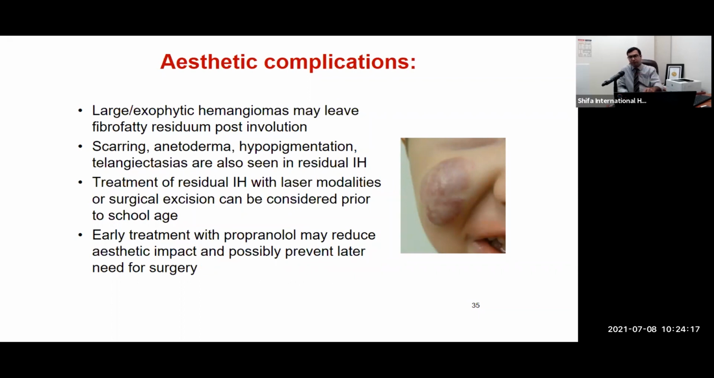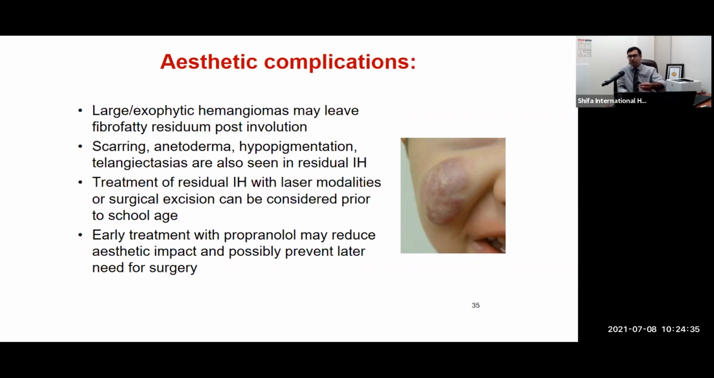But if we don't jump in early, अगर हम जल्दी input नहीं देंगे, ये skin इतनी lax हो जाएगी, इतनी loose हो जाएगी कि यहाँ anetoderma या lax skin हो जाएगी. So even if the child grows into it, cosmetically disfigurement होगी. फिर cosmetic surgery, plastic surgery हर कोई afford नहीं कर सकेगा, और issues बनेंगे.